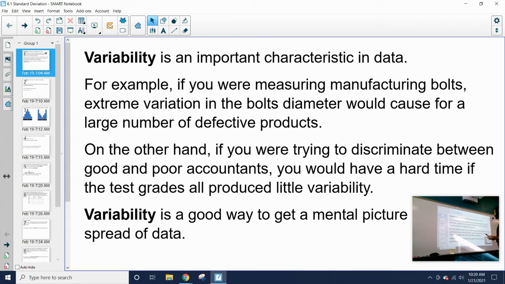On the other hand, if you're trying to discriminate between good and poor accountants, you would have a hard time if the test grades all produce little variability. If all of the accountants show the same scores or very close scores, it's going to be hard to determine which one's better and which one's not, because all their scores are very similar. So little variability makes it hard to discriminate, while large variability can cause lots of issues. Variability is a good way to get a mental picture of the spread of data: how widely spread something is, or whether you're getting numbers all over the place or very close together.